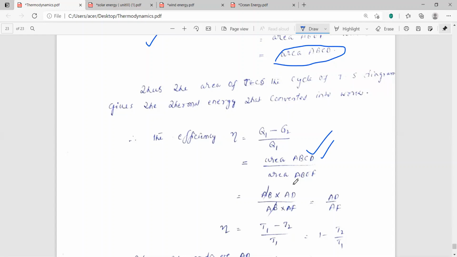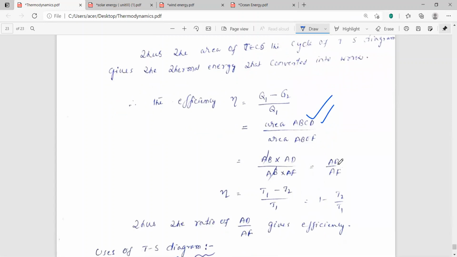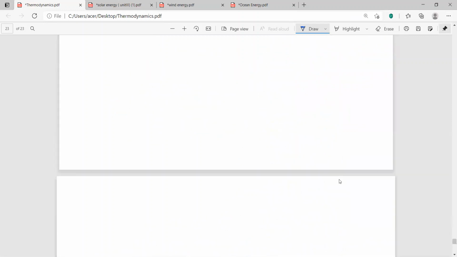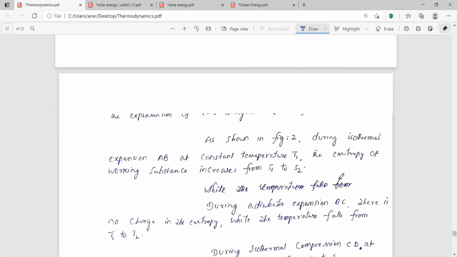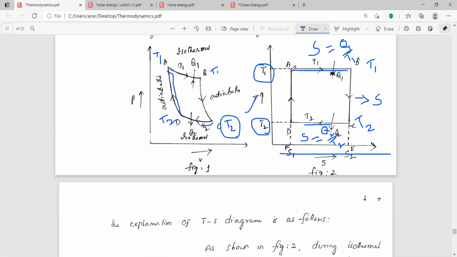What is the formula for the area of a rectangle? Length into breadth. So the area of ABCD can be written as AB into AD. Similarly, the area of ABEF can be written as AB into AF. AB can be cancelled out from the numerator and denominator. Then you get AD by AF. So what is AD and what is AF? You see, this is AD. From the x-axis to A, the value of temperature is T1.